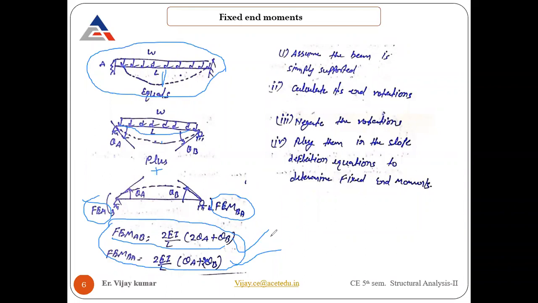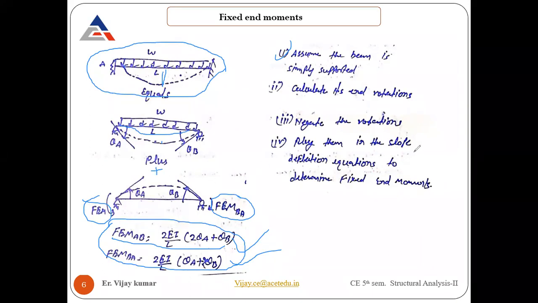Now the next numerical I'm going to solve by using this equation. So I will apply this equation and calculate the fixed end moment that is required. First, what is the approach to do? First, you need to assume the beam is simply supported. Yes, we already assumed it. Calculate its end rotation. It means you need to find out theta A and theta B. Then negate the rotation. Negate the rotation means that in the third case we are going to negate the rotation, whatever the value is there, we are going to reduce that.